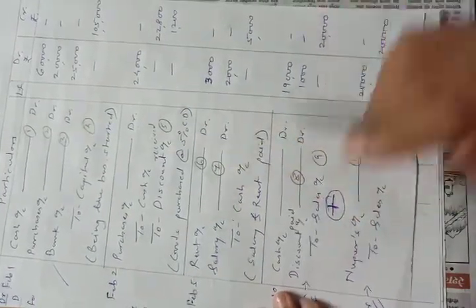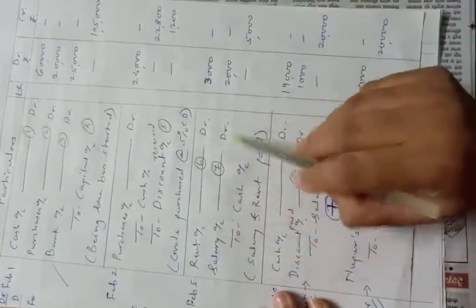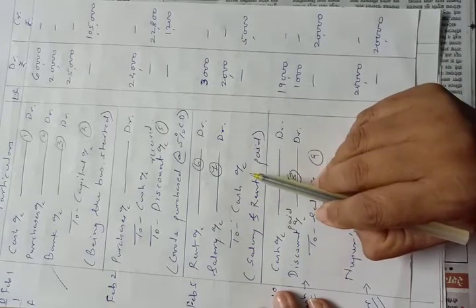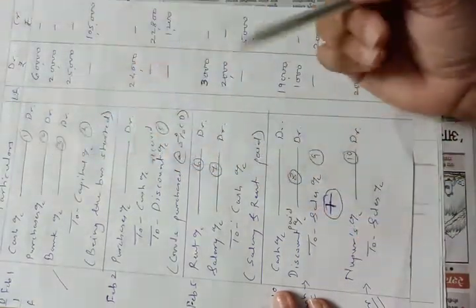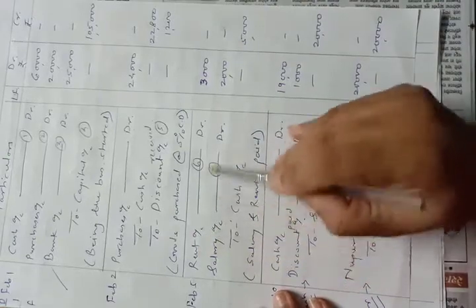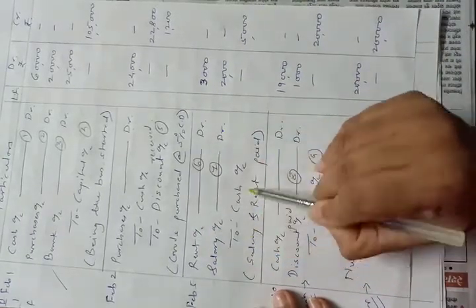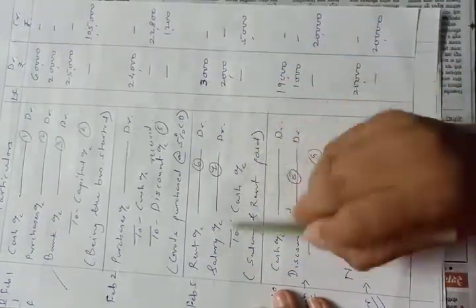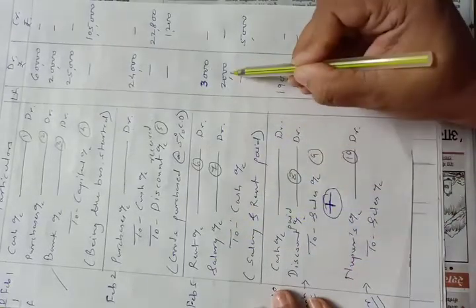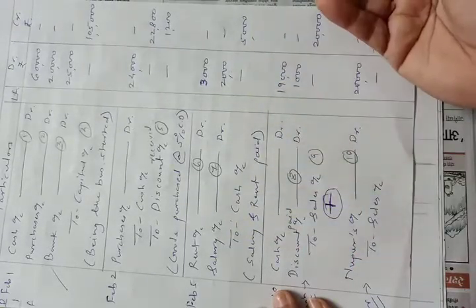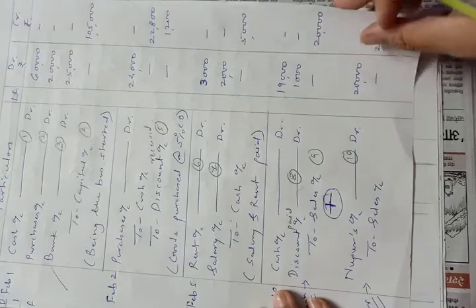Now this entry, rent account debit, salary account debit to cash account. The posting will be just like the first entry. Debit side of rent account to cash account 3,000. Debit side of salary account to cash account 2,000. And credit side of cash account by rent and by salary 3,000 and 2,000.